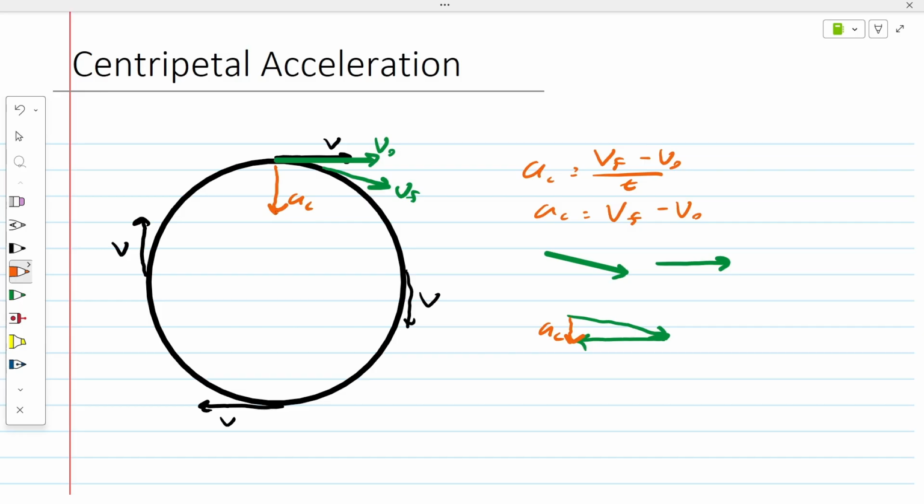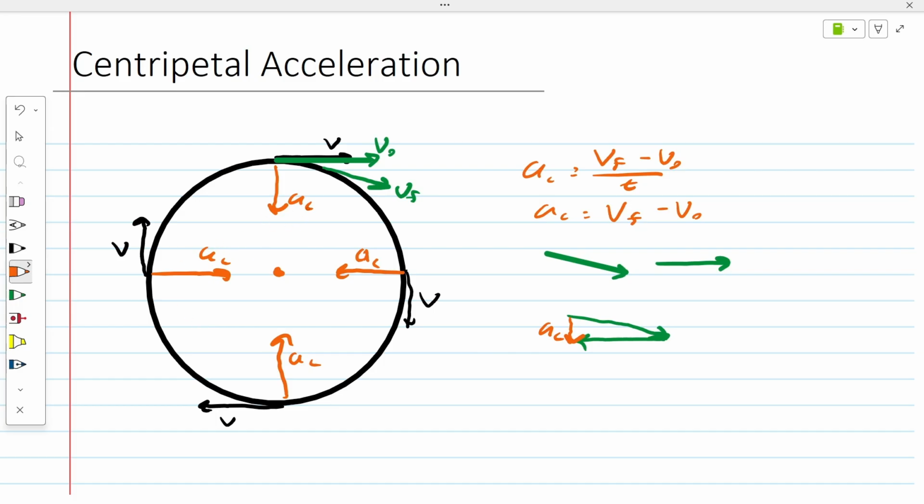And if we were going to do this at every point, we would see that the centripetal acceleration is always pointed towards the center of the circle. So this centripetal acceleration causes the velocity to change direction as it goes around, and is always pointing towards the center. And something important about this centripetal acceleration is it's also changing.